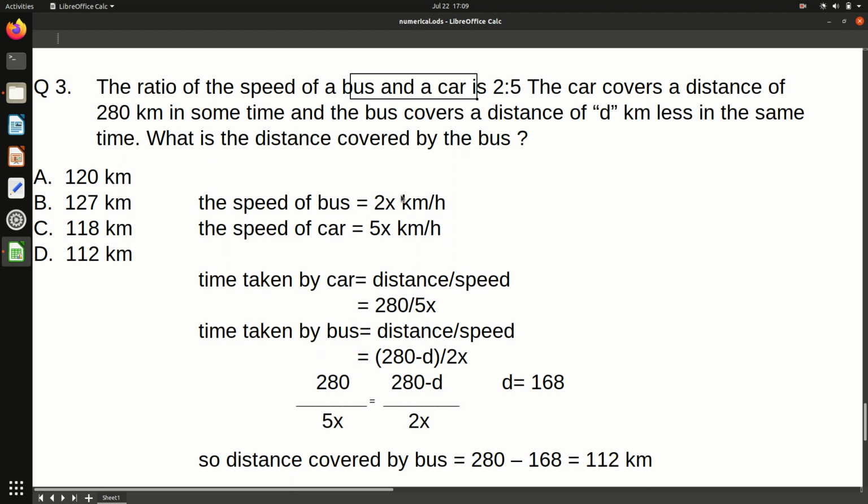Now if I take the ratio, you can see x will be cancelled and the ratio will become 2:5. So this is the method. Keep it in the form of x or y, any variable. So I have taken the speed of bus to be 2x km/h, speed of car to be 5x.